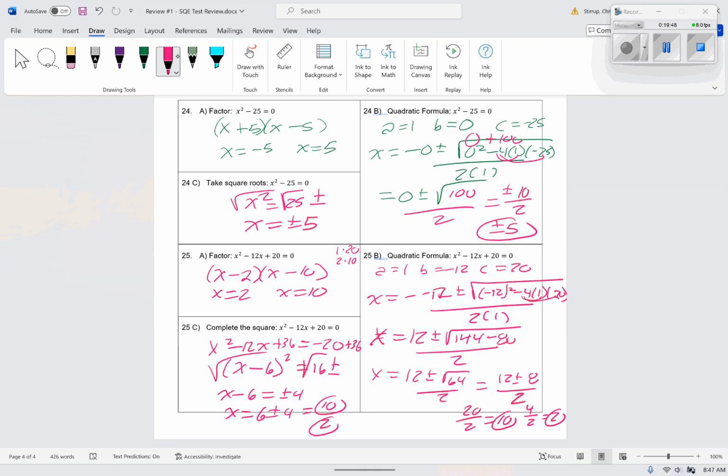So on Thursday, we will have our test. You can get extra credit if you have the quadratic formula memorized. If you don't, I will give it to you. You don't get the extra credit that way.